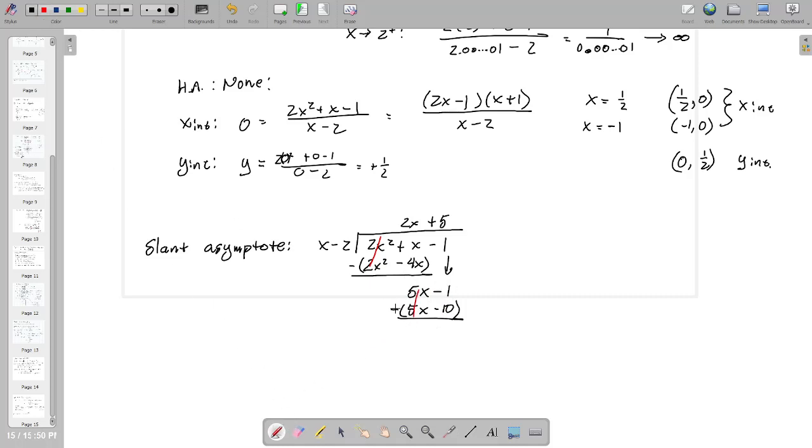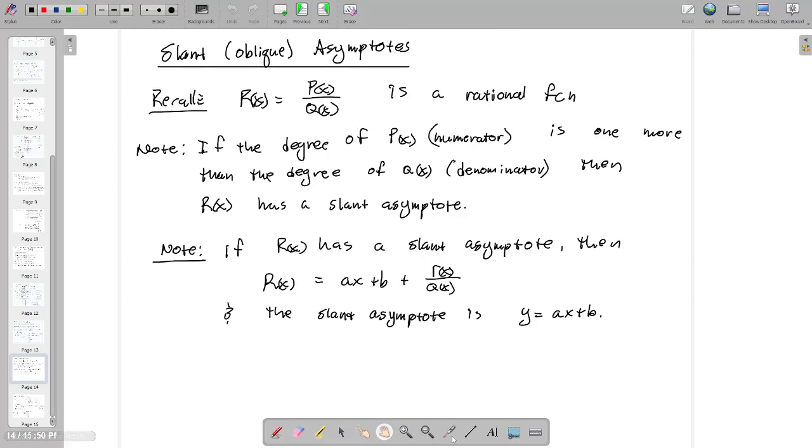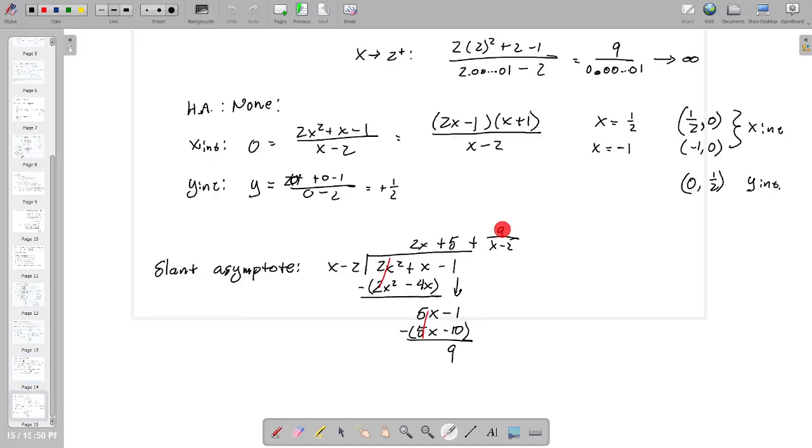And then -1 minus -10 is 9. So we end up with 2x plus 5 plus 9 divided by x minus 2. Now remember what I was saying back here, where r of x, our remainder, has a lower degree than q of x. Notice that our r of x, our remainder, 9, has a lower degree than our q of x.